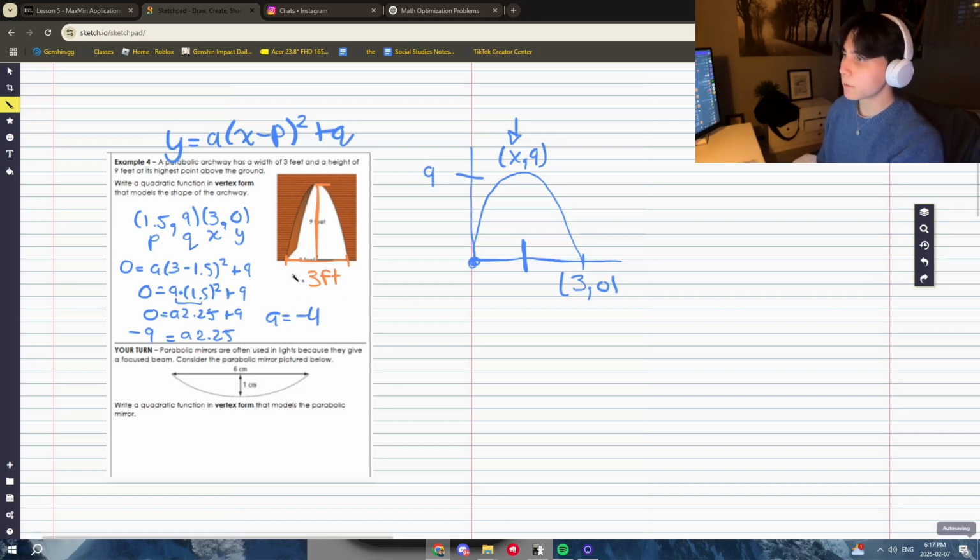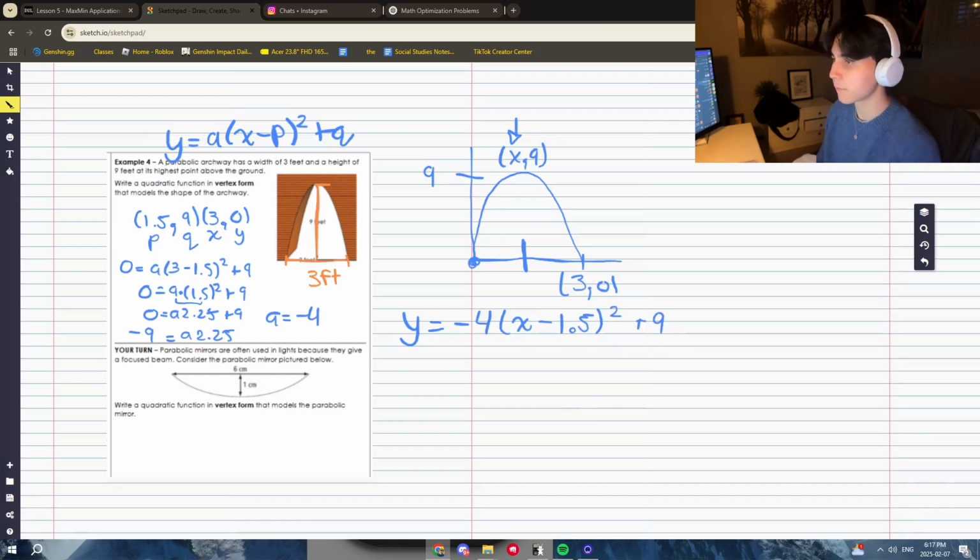So now we can set up an equation. We got y equals negative 4, which we got for a, and then our x, which we're just going to leave, our p, which is going to be minus 1.5, squared plus 9.